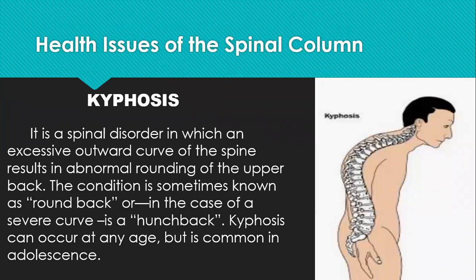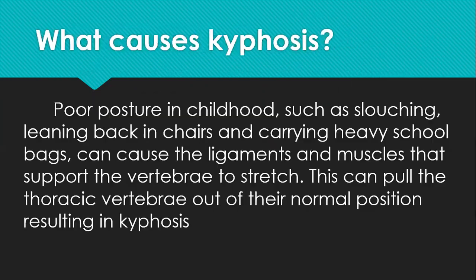Kyphosis, that's the third one. Kyphosis is a spinal disorder in which an excessive outward curve of the spine results in abnormal rounding of the upper back. The condition is sometimes known as a round back, or in the case of a severe curve, a hunchback. Kyphosis can occur at any age, but is common in adolescence.